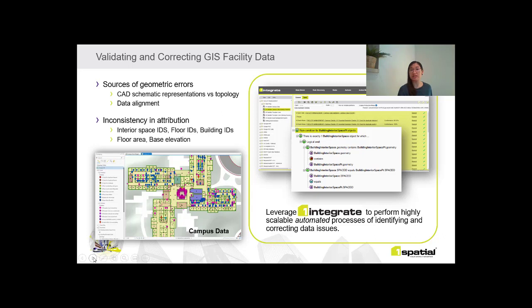So what I'm about to demonstrate is how One Integrate Rules Engine can validate our GIS facility data and check for geometric errors as well as inconsistency in attribution. More importantly, we are going to fix the issues that we've actually found. So instead of what would typically be a manual process of QA or QC, we are going to run an automated workflow of rules to validate and correct our data. So let's take a look at how we can actually do that.